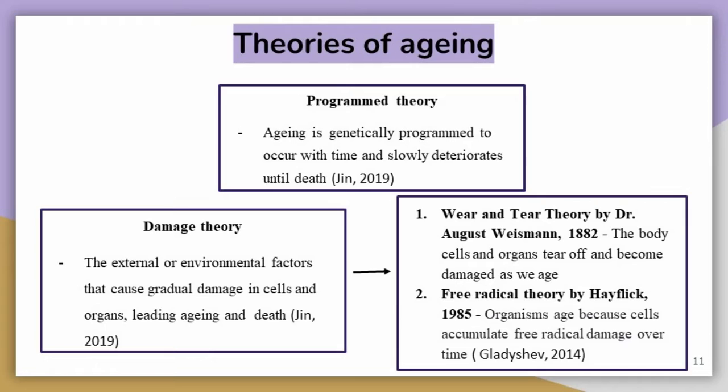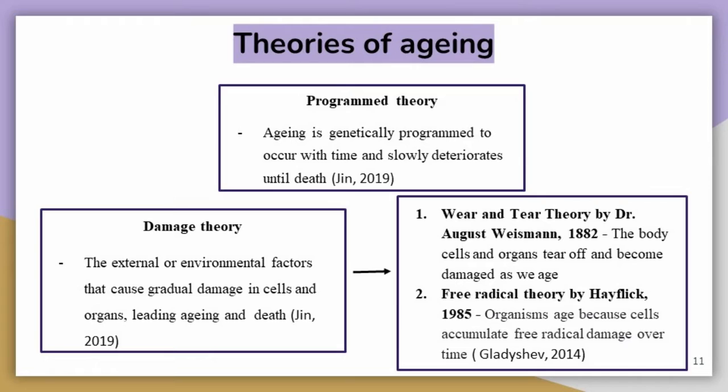Meanwhile, wear and tear theory by Dr. August Weismann 1882 also applied to this case. Wear and tear theory stated that human bodies will wear out over time, which suggests that the effect of aging is caused by progressive damage to the cells and body system. It explained that older people are more susceptible to any injuries or health complications due to cells wear out.